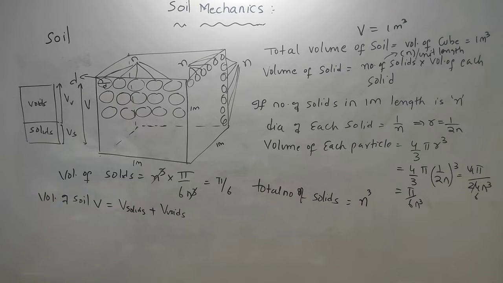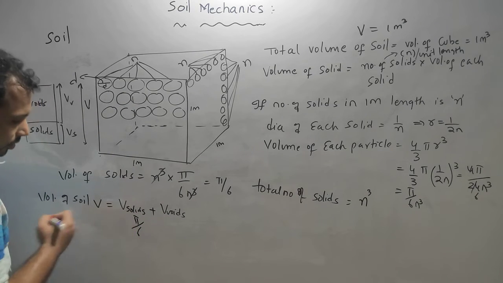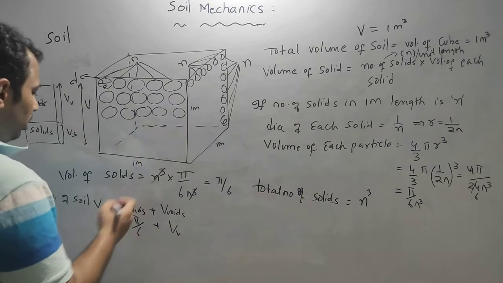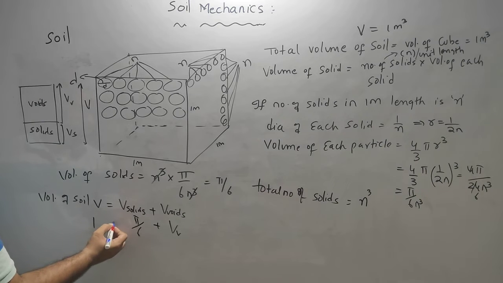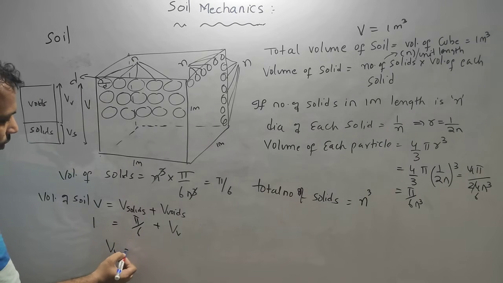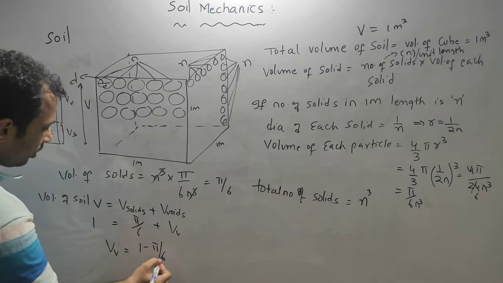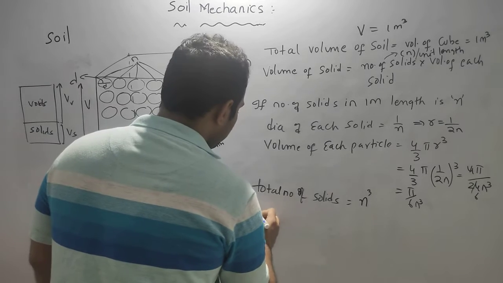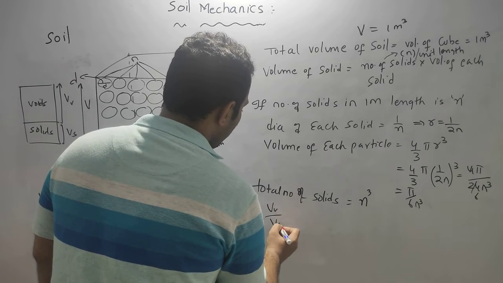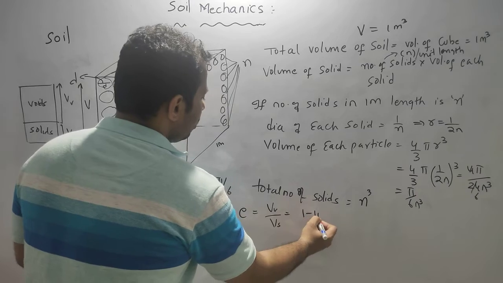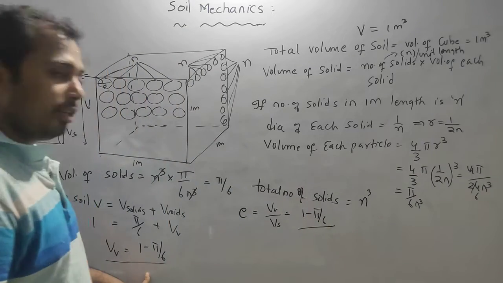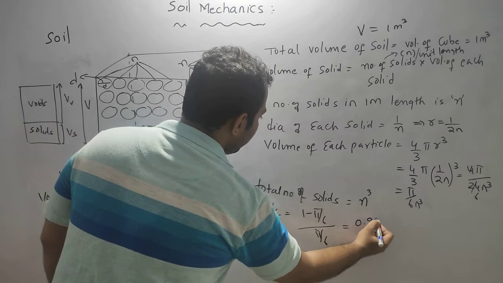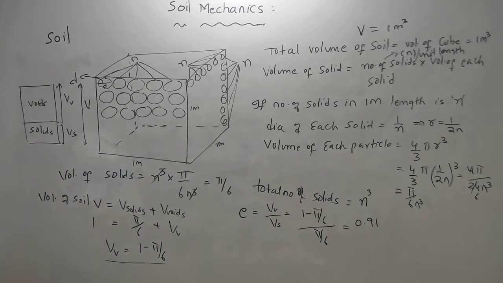So you know the volume of solids, how much? π by 6. You don't know the volume of voids, but you know the total volume of soil, which is 1 meter cube. So that means the volume of voids is equal to 1 minus π by 6. Now void ratio is equal to volume of voids by volume of solids. That means (1 minus π/6) by (π/6). If you do this, you will get 0.91.